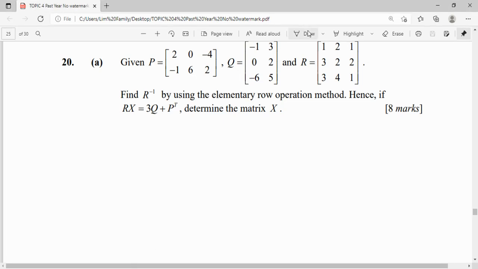For question 20, we are given matrix V, matrix Q, and matrix R. For the first task, find R inverse using the elementary row operation (ERO) method. Hence, we have to find X, given that the equation is Rx equals 3Q plus P transpose.